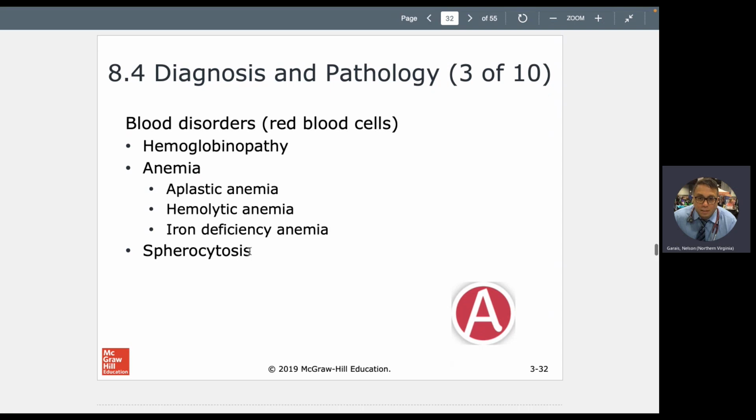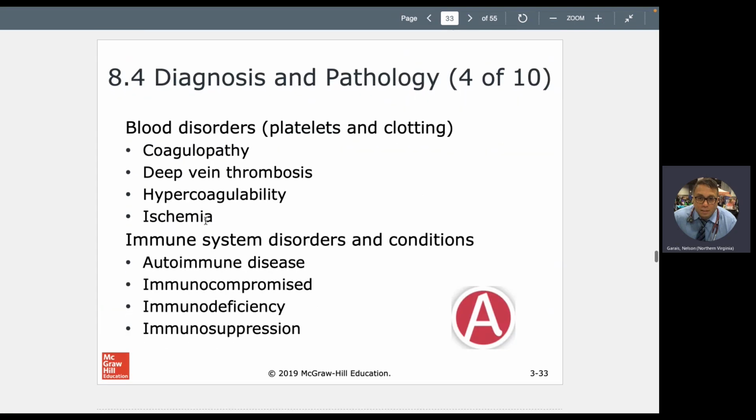Anemia, there's some types here: aplastic, hemolytic, and iron deficiency. Of course, aplastic means A, prefix means no, plas means growth, right? But hemolytic anemia is where you have decrease in blood cells because they are lysing or breaking down, like in dengue or hemorrhagic fever or malaria.